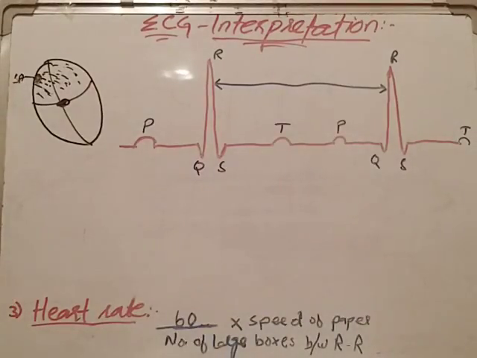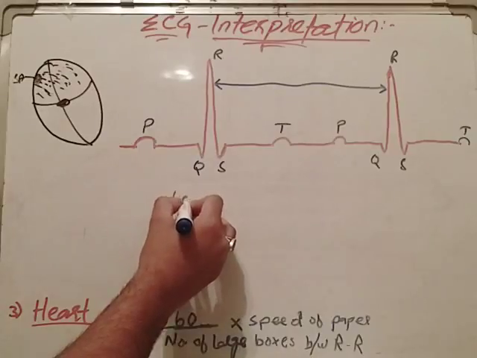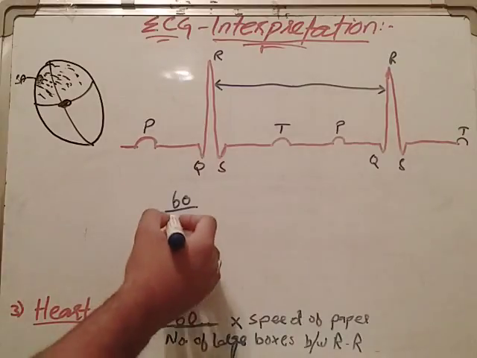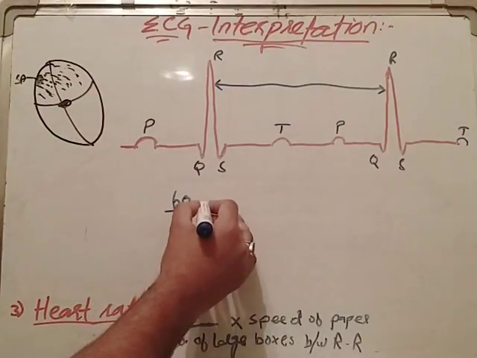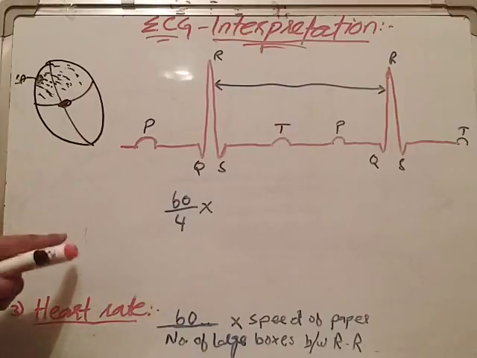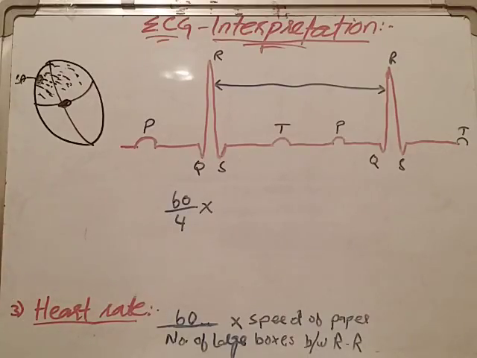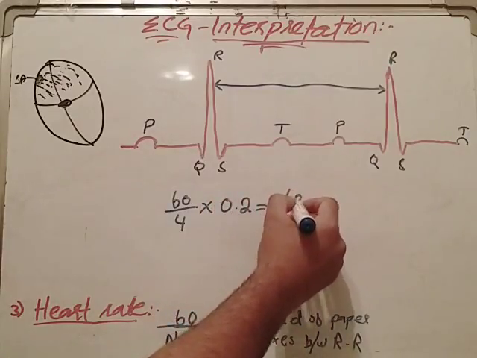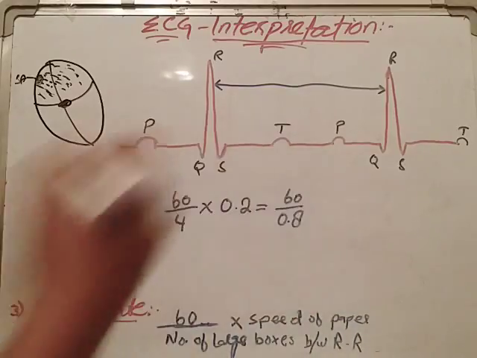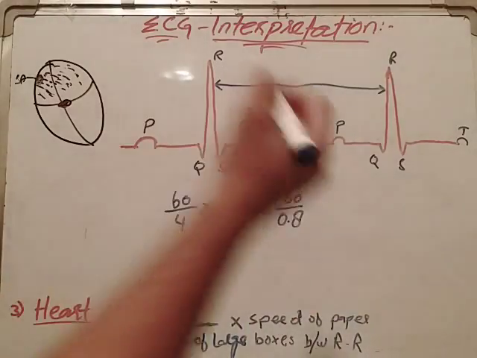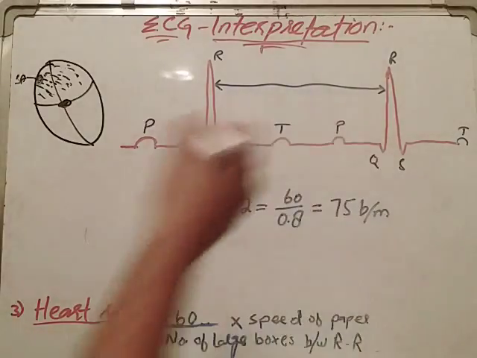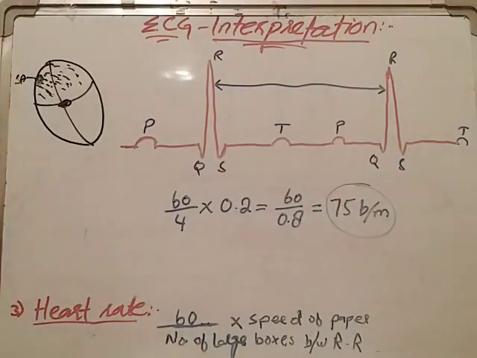For example, 60 is a constant divided by the number of boxes. If the number of boxes between R and R is equal to 4, and the speed of paper, which is written at the end of the ECG graph, is 0.2, so what would it be? 60 divided by 0.8. So it would be something like 75 beats per minute. So the heart rate is 75. So we can find the heart rate from the ECG graph.